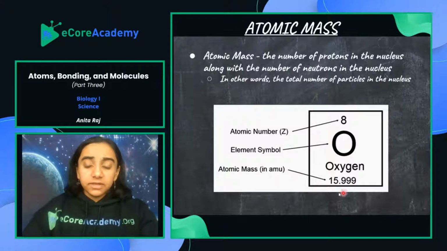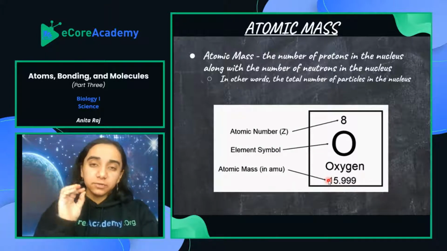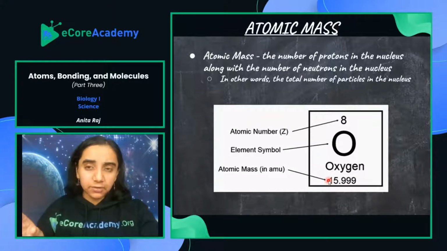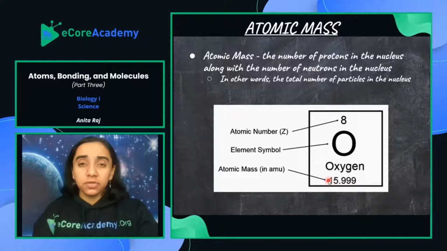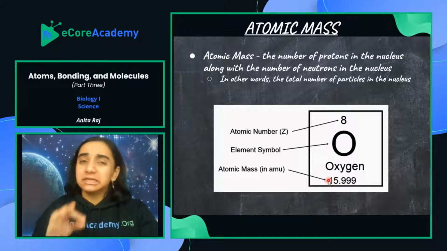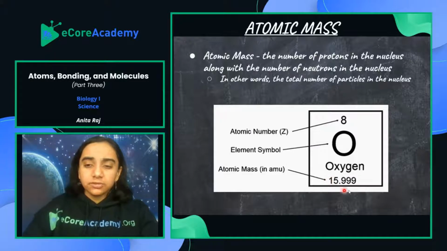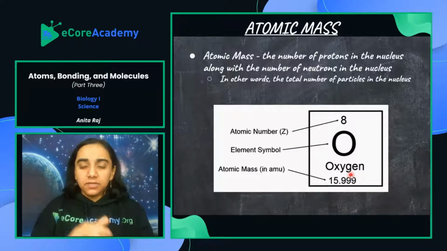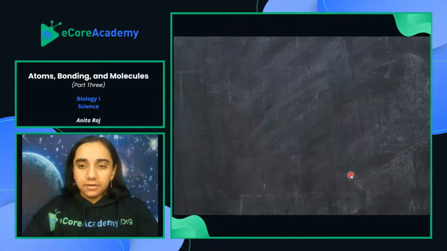So this represents the total mass of the protons in that atom plus the total mass of the neutrons in that atom. We don't include the electrons, obviously, because they are so small that their mass is insignificant. So it really does not add anything to the atomic mass of an atom. So here you will see the atomic mass pretty much represents the combined amount of neutrons and protons in the nucleus of the atom.